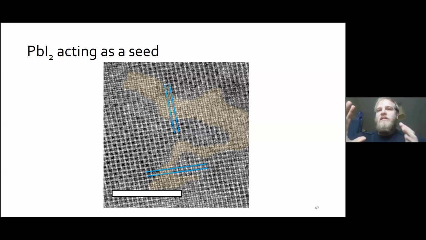And that means that the lead iodide can act as a seed. And so that's probably why the formation of perovskite from lead iodide is so easy, that we can basically have the crystallographic scaffold there. We just stick some perovskite onto it and it works really well.